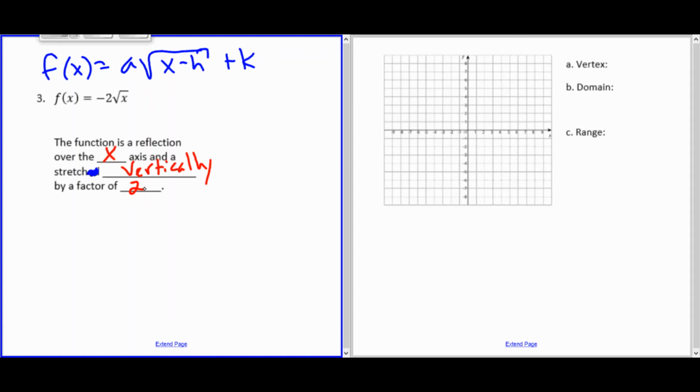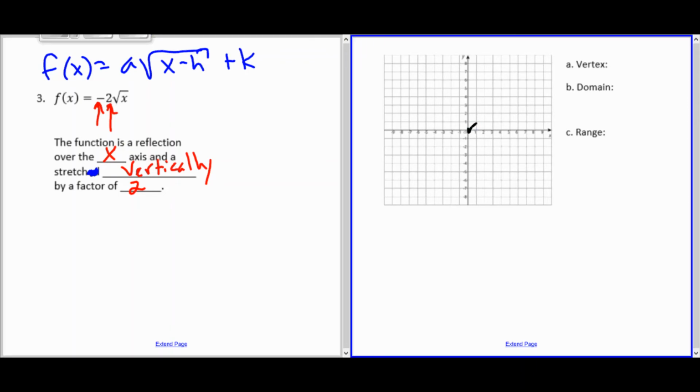So hopefully you gave this a try. The function is a reflection over the x-axis because this negative is on the outside. And it's a vertical stretch because this 2 is the a value, by a factor of 2. So let's go ahead and graph it.